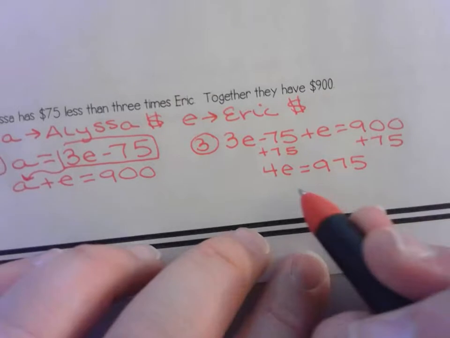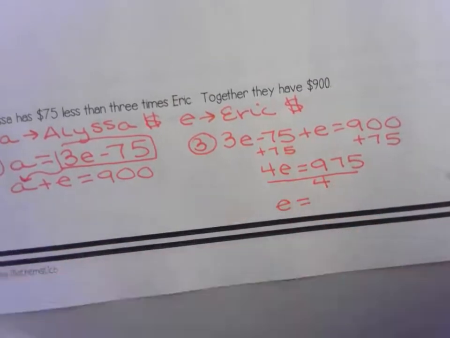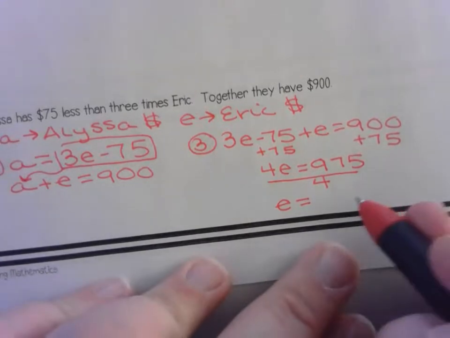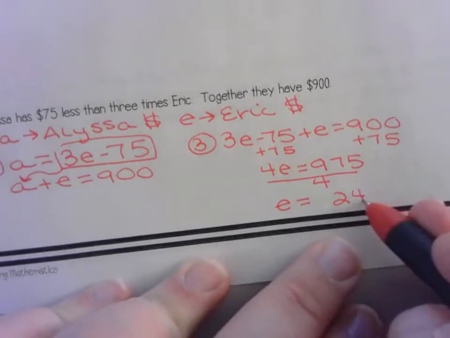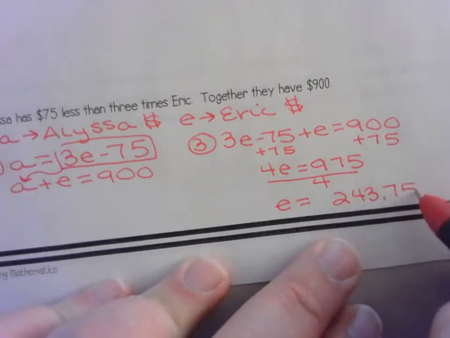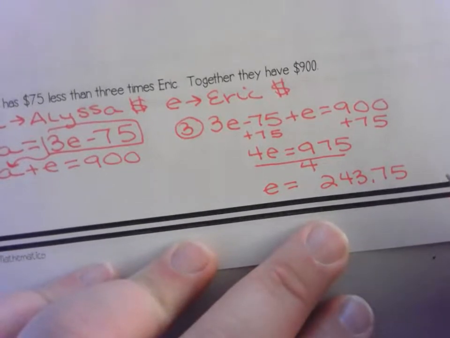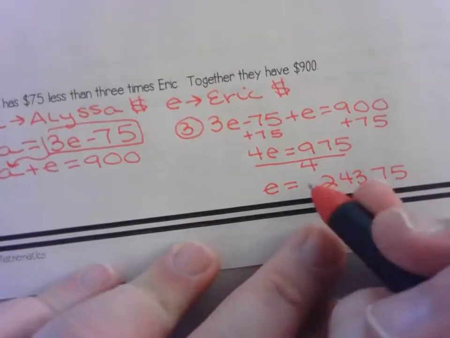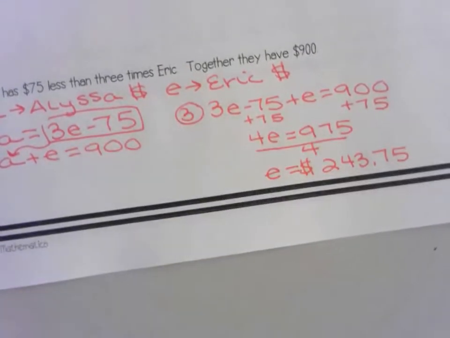How do I solve for E? Divide by 4. So on your calculator, 975, go grab one, because you're going to want it. 975 divided by 4? 243.75. Can I have a decimal? Yes? Why? Money. E is the amount of money. I can have $243.75. That is okay.